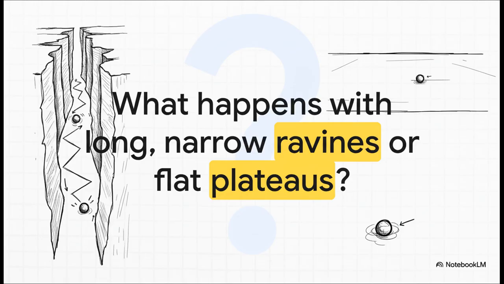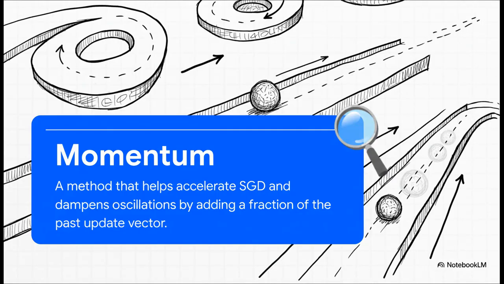So what happens when the hill gets tricky? What if it has these long, skinny ravines or these wide, flat plateaus? This is where the basic version, what people call vanilla gradient descent, really starts to struggle. In a narrow ravine, the ball just bounces back and forth between the walls, making painfully slow progress downwards. And on a flat spot, the slope is practically zero, so the ball just stops. It thinks it's at the bottom, but it's not even close. So, how do we fix this?